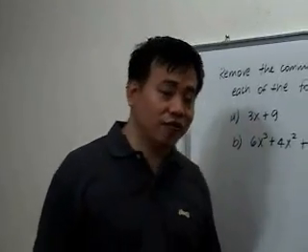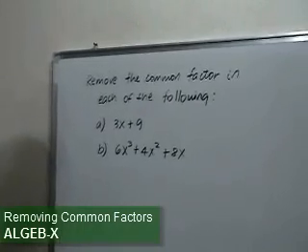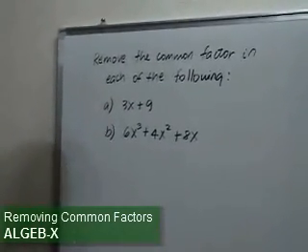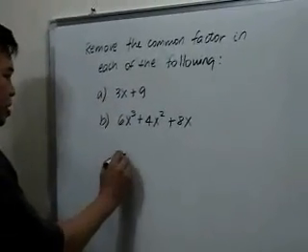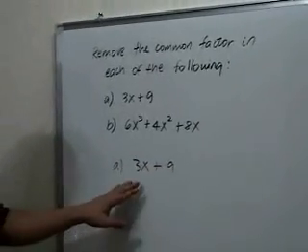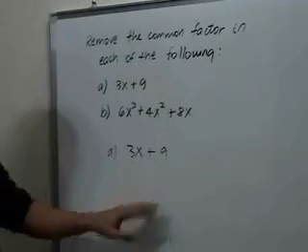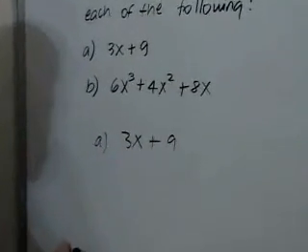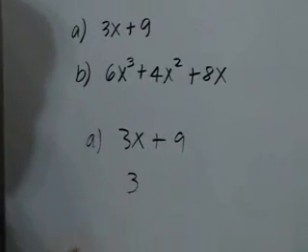We have two factoring problems wherein we are asked to remove the common factor in each of these two expressions. We'll start with 3x plus 9 first. If you inspect the terms, you have 3x and then 9. You can clearly see that a factor which is common to both is 3.